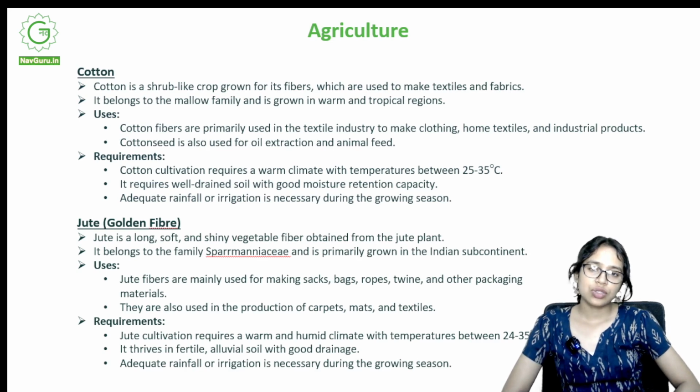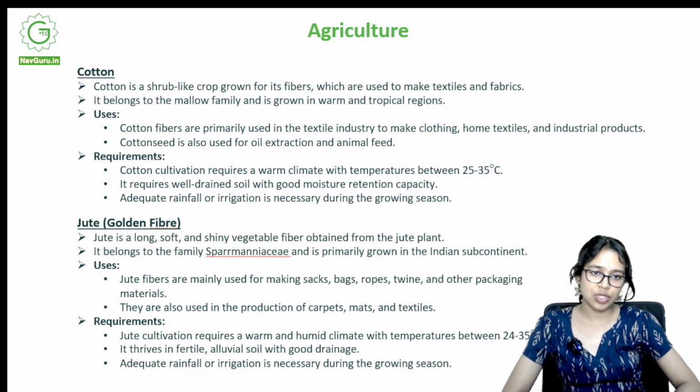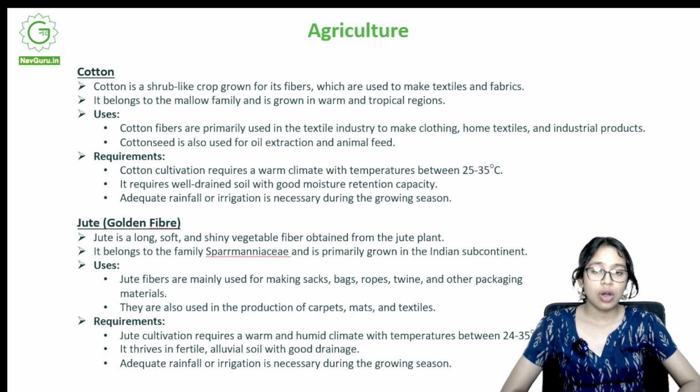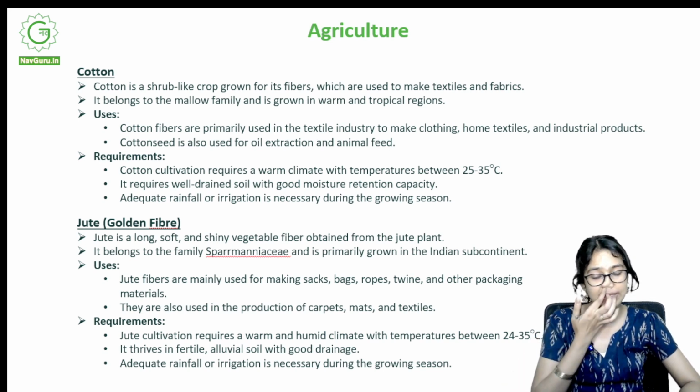Cotton. Cotton is a shrub-like crop grown for its fibers, which are used to make textiles and fabrics. It belongs to the mallow family and is grown in warm and tropical regions. What are the uses of cotton? Cotton fibers are primarily used in the textile industry to make clothing, home textiles and industrial products. Cotton seed is also used for oil extraction and animal feed. Requirements. Cotton cultivation requires a warm climate with temperatures between 25 to 35 degrees Celsius. It requires well-drained soil with good moisture retention capacity. Adequate rainfall or irrigation is necessary during the growing season.